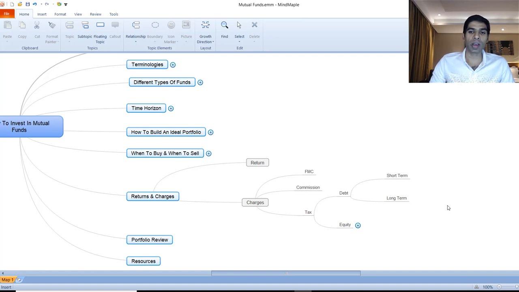Now as far as the long term is concerned, if you stay more than 3 years in an investment, you get the indexation benefit, which is the inflation. Inflation is taken into account, and your tax outgo actually reduces quite a bit. Now let me explain to you in detail how it actually works.